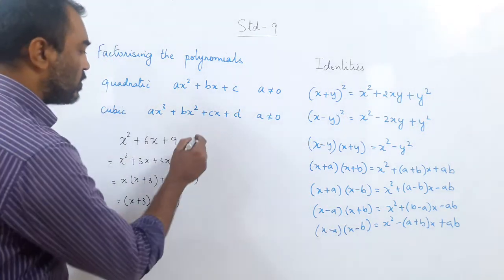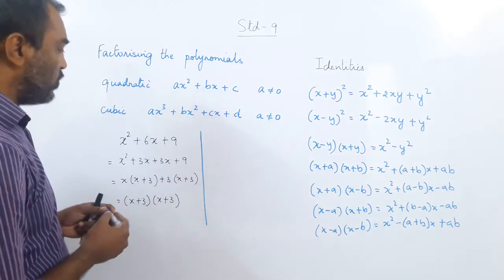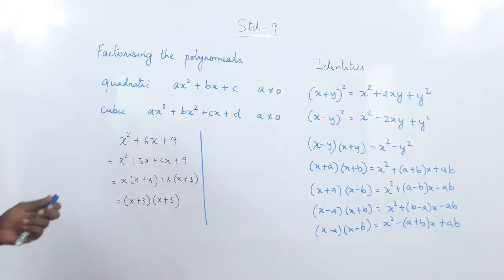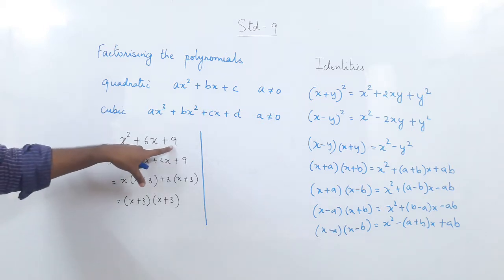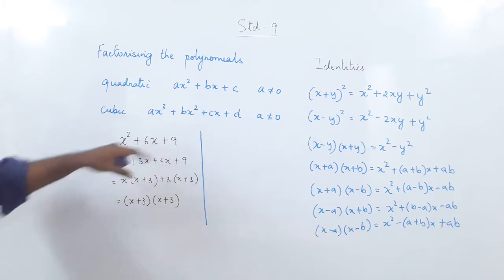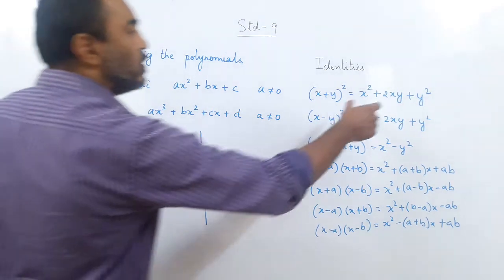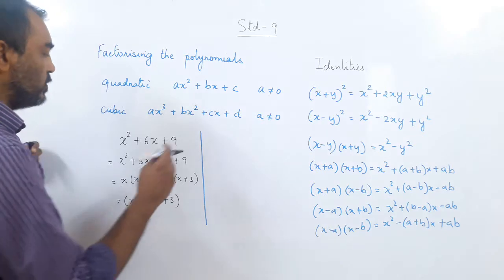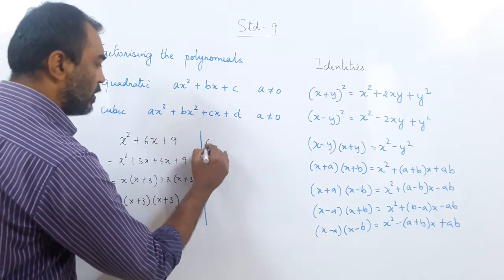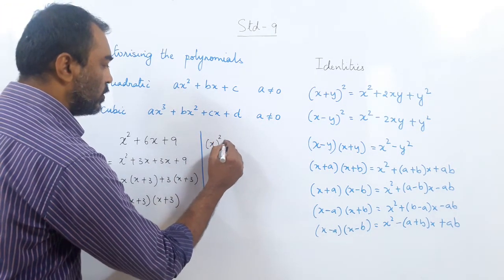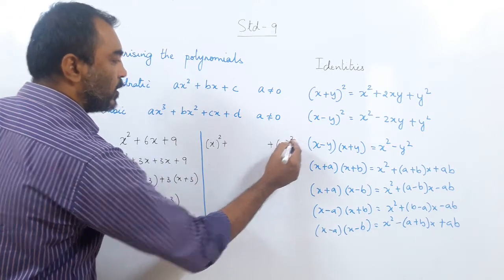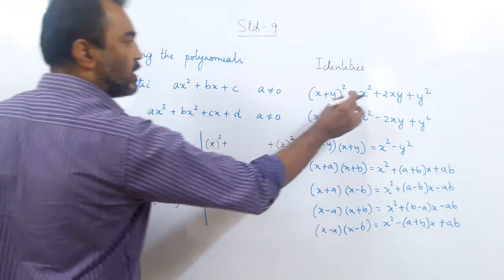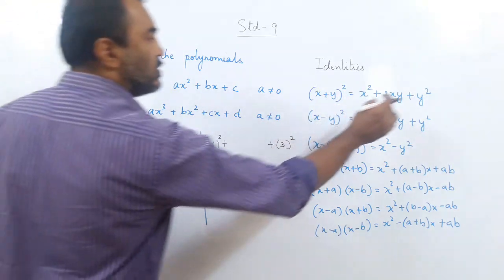But now the same answer in a different method. Not a different method, just a different approach. You can see x square is a perfect square. X into x is x square. And you can see 9 is also a perfect square. 3 threes are 9. So can I put it in this form? Let me check. X square, I can write x the whole square, plus 9 I can write 3 the whole square.